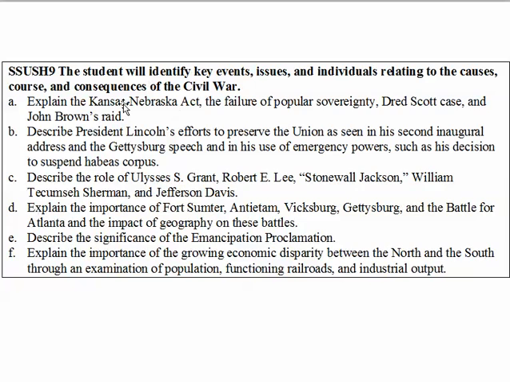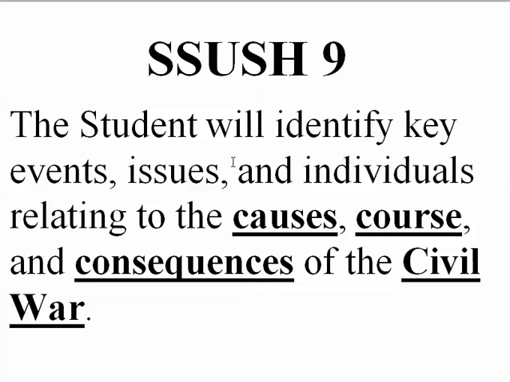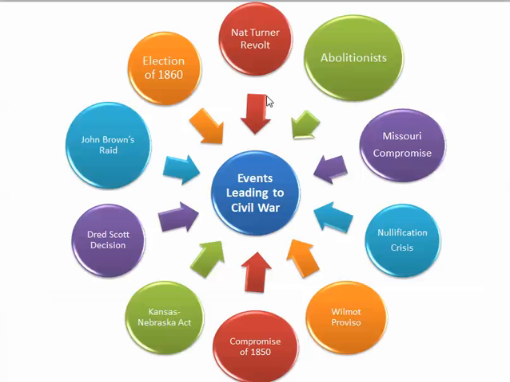And let's look at this big part up here. It says the student will identify key events, issues, and individuals relating to the causes, the course, and the consequences of the Civil War. Now, we talked about a lot of these causes in Standard 8. We said there were many, and it's very important to do well on the unit test we're going to have in class and on the EOCT to know each one of these thoroughly, okay, and how they lead to the Civil War, the causes of the Civil War.